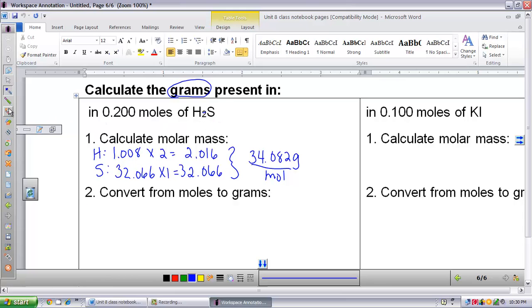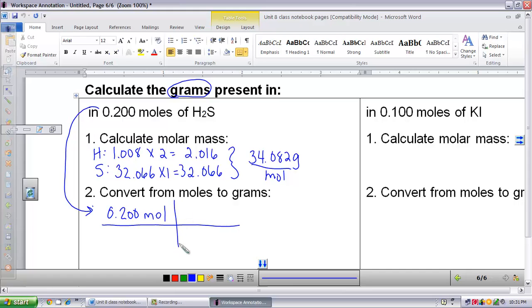But we don't have a whole mole. We have 0.2 moles. So let's see what that would be. You always start with what you're given. So 0.200 moles. Okay. And we're trying to get to grams. We want to get rid of this mole, so we're going to keep the moles on the bottom in the denominator.